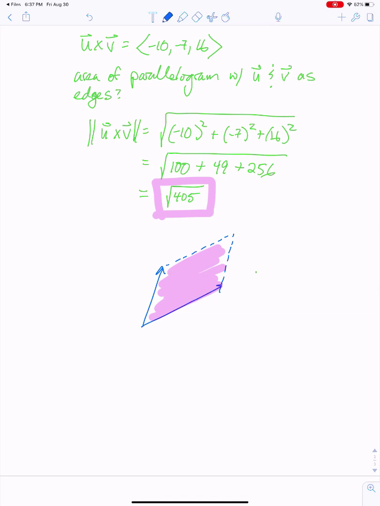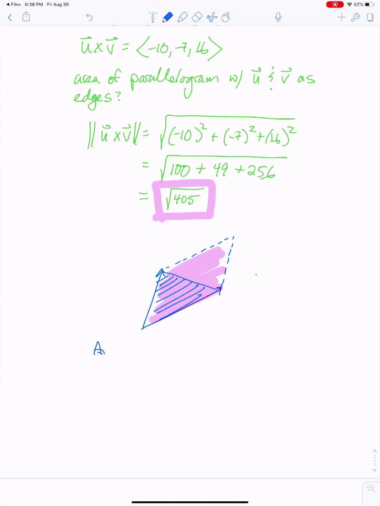Okay, so if you wanted to now find the area of a triangle with sides formed by u and v, you can just cut the parallelogram in half, right? You get half of the area. The area of the triangle is equal to the magnitude of u cross v divided by 2.